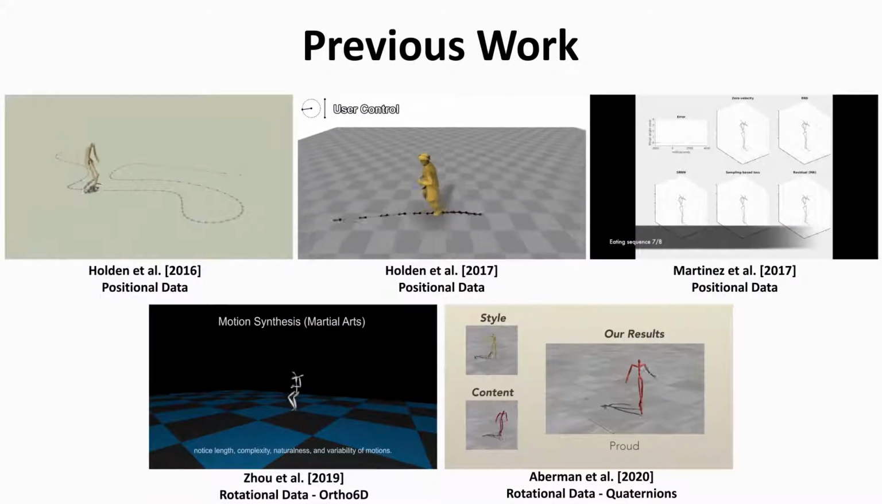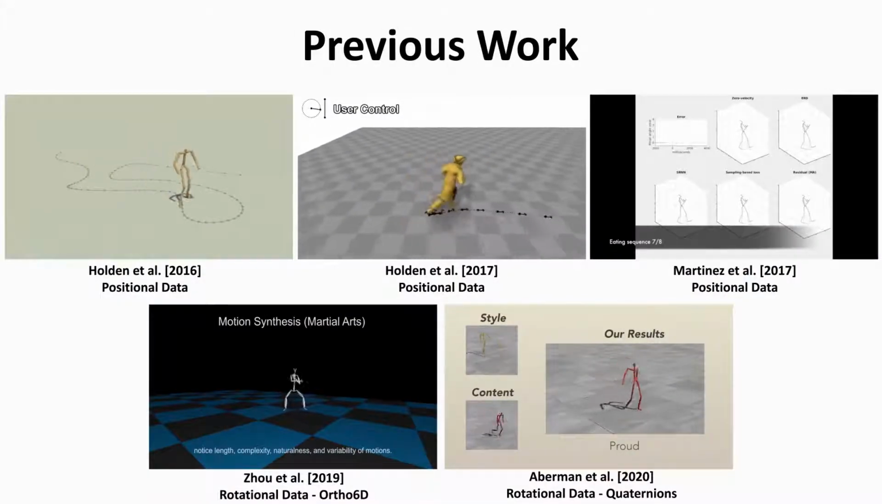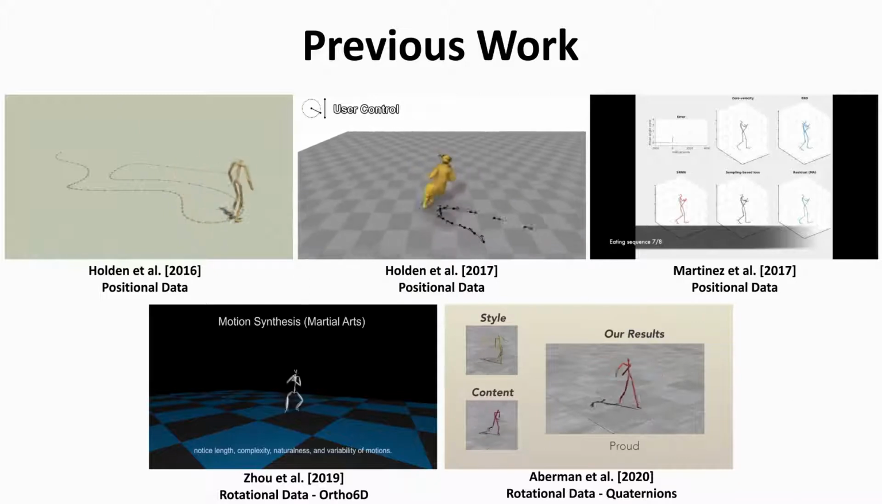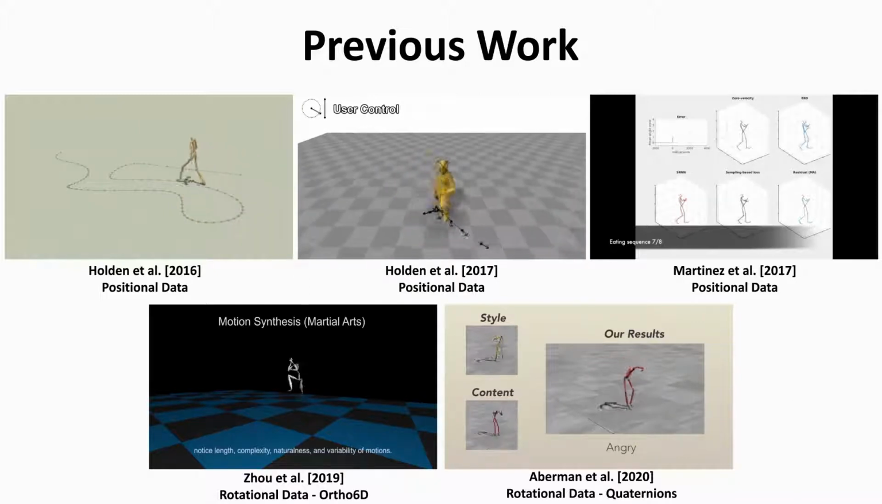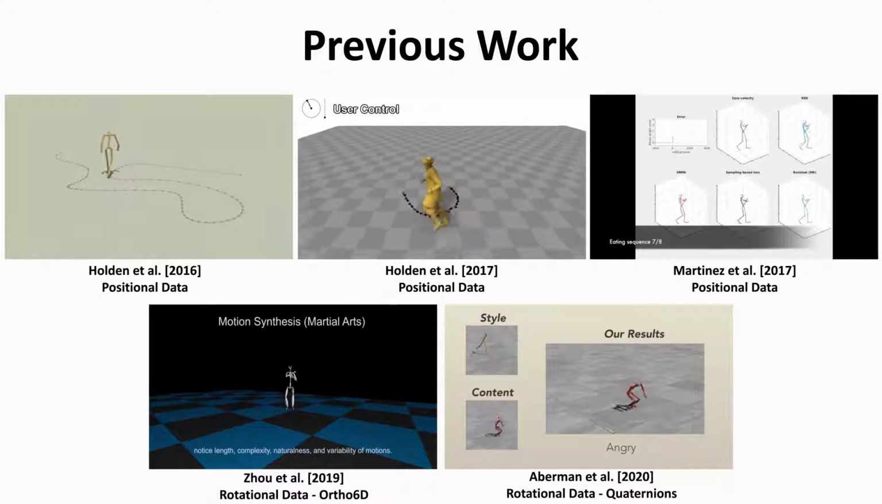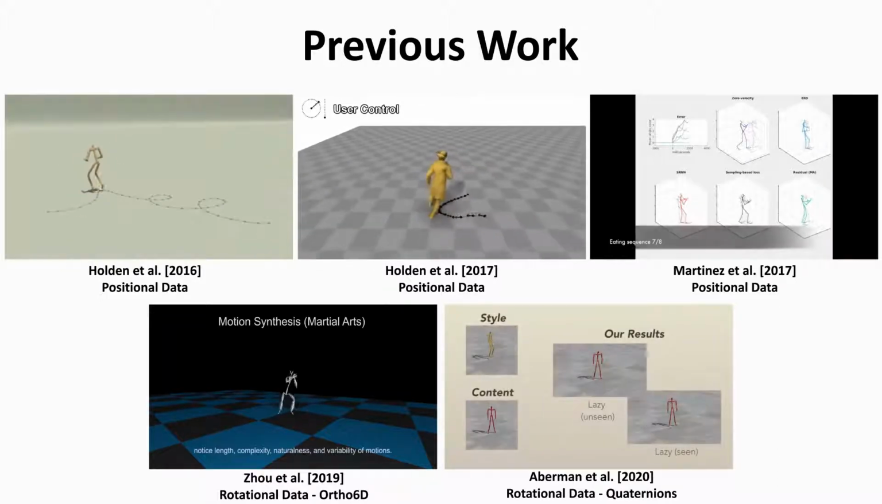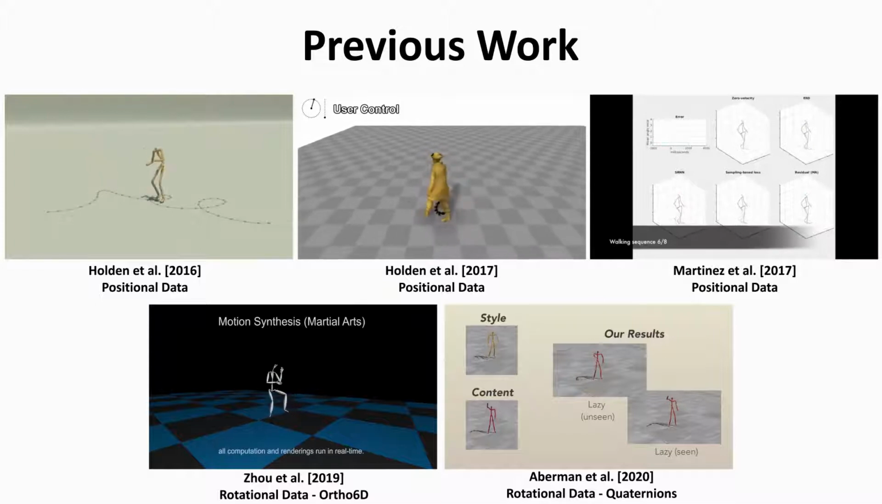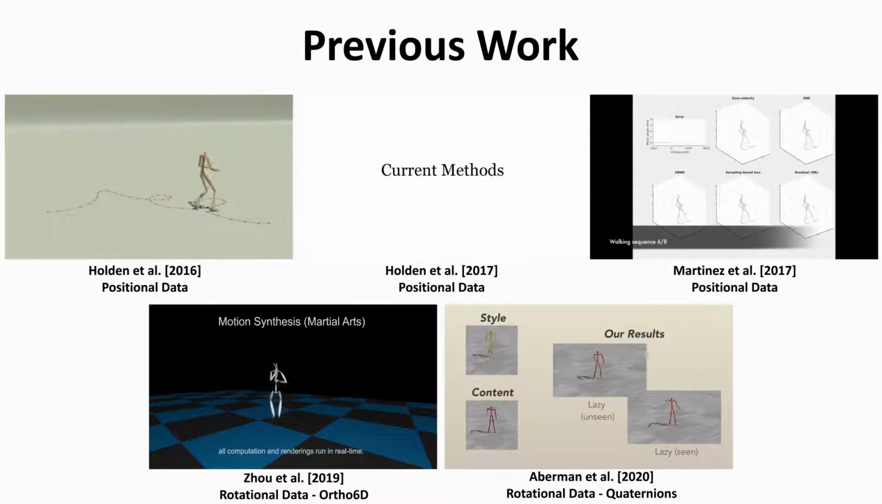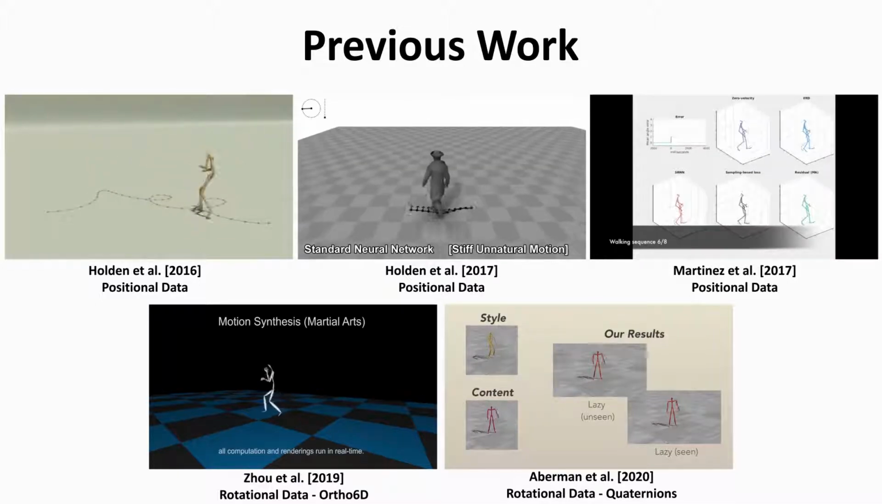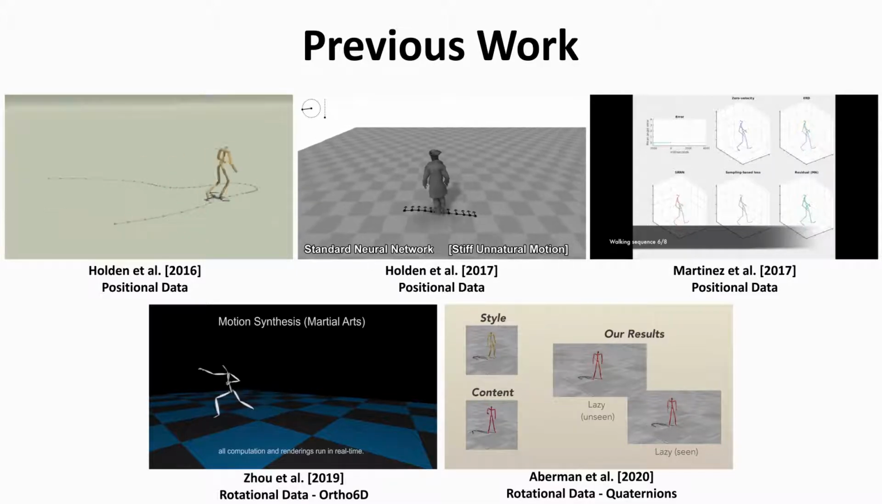Over the years, much effort has been devoted to the design of complex architectures and learning schemes which properly capture high frequencies of motion. However, less effort has been dedicated to the motion parameterization, even though it is of equal significance. Existing work models motion using either positional or rotational representations.